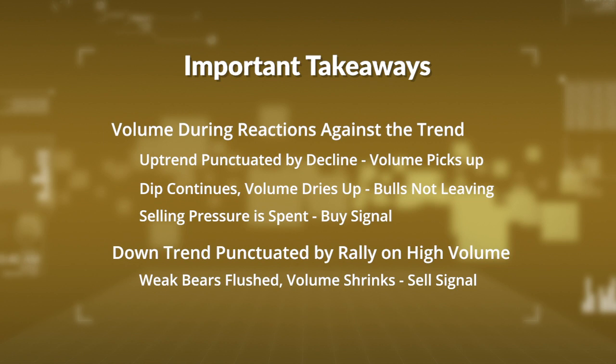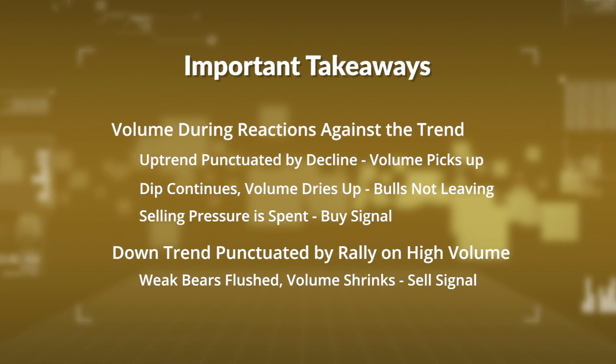So if you're looking at an uptrend, and it's punctuated by a decline, and then volume starts to pick up, and the dip continues, and the volume maybe starts to dry up slowly, that's when you find out there are still bulls in here because the volume is drying up. So the selling pressure, that exhaustion, has been cleared up. The selling pressure is spent, and that becomes a buy signal.